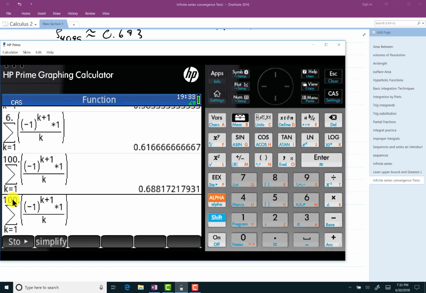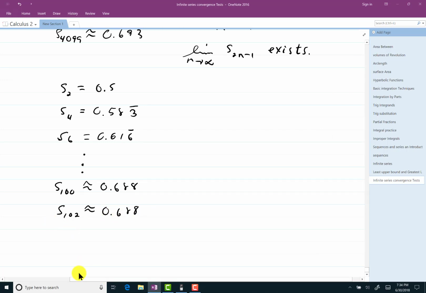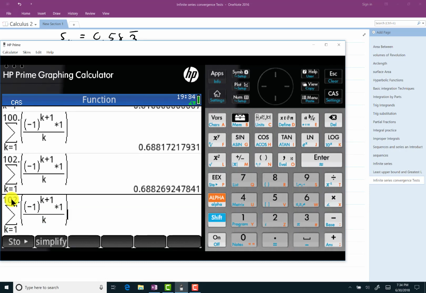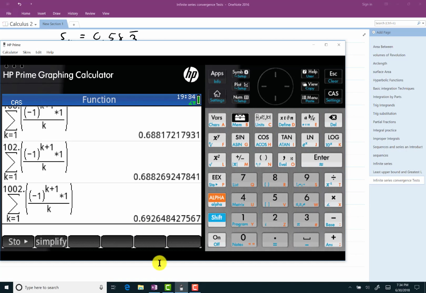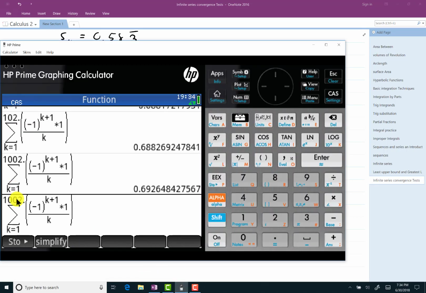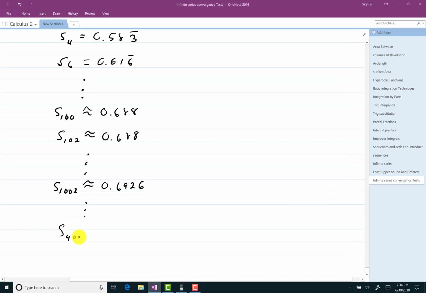S102. I get 0.688 again. This had a 0.68817. This has a 0.688269. This number is a little bit bigger. I'll have to jump down quite a bit to get more decimals than just 0.6. So let's try S1002. What is that approximately? 0.6926. Let's do a bigger number. Jump down some more. Let's try 4002. Give it a second. 0.693. Let me have the next decimal after that. 30.